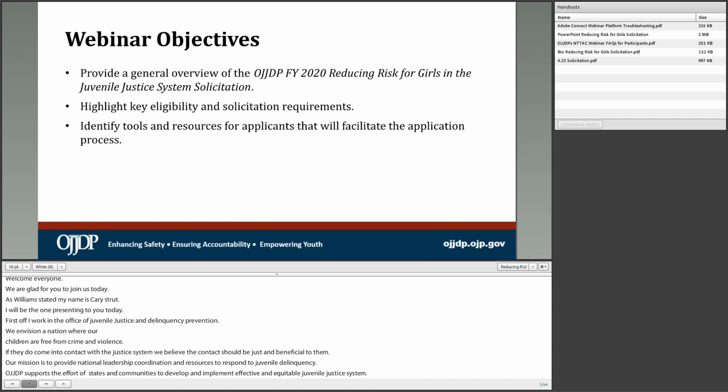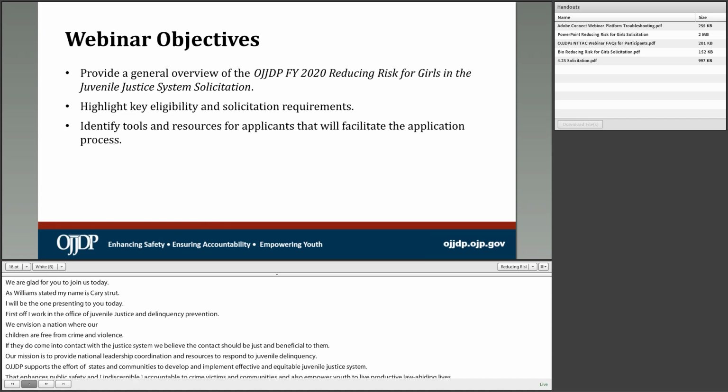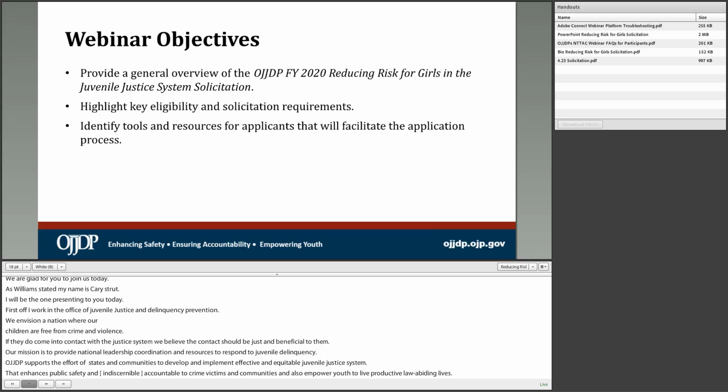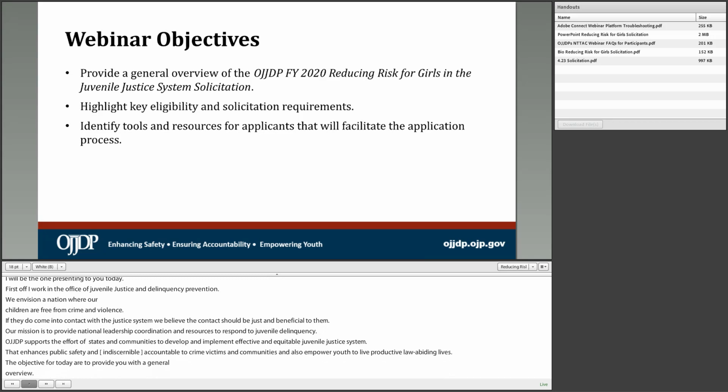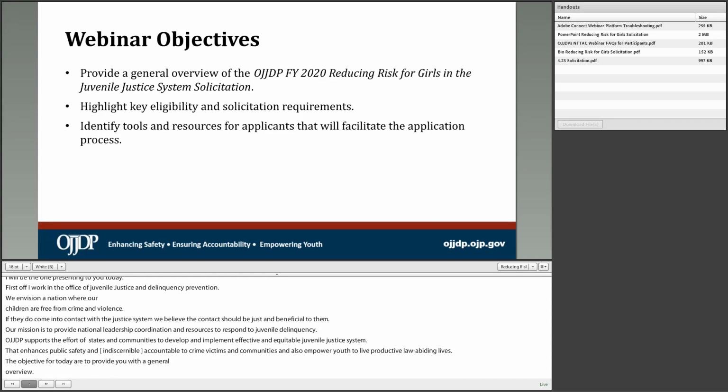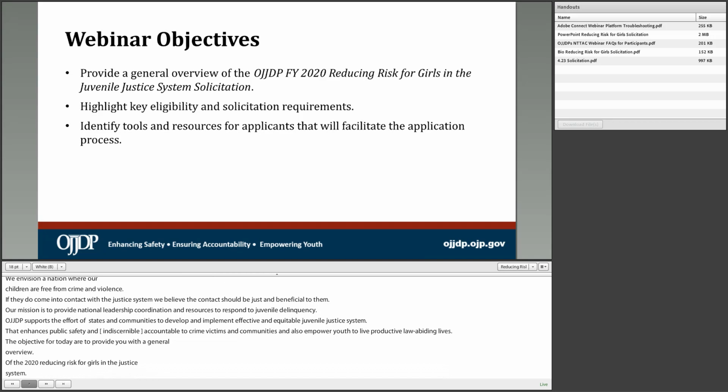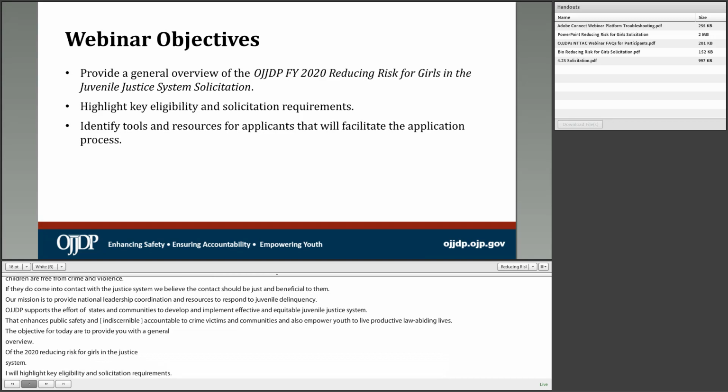So the objectives for today are to provide you just a general overview of the 2020 Reducing Risk for Girls in the Juvenile Justice System Solicitation. I'll highlight some key eligibility and solicitation requirements and hopefully assist you with identifying tools and resources that will facilitate the application process.